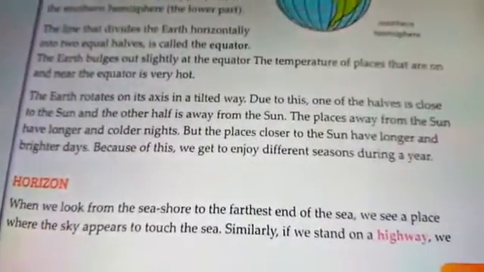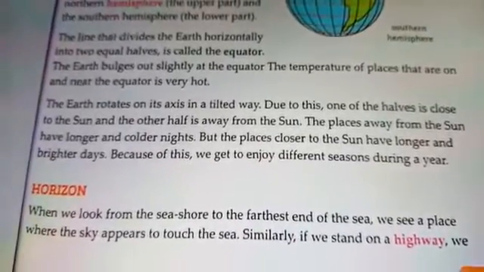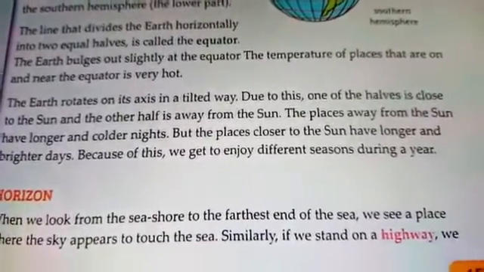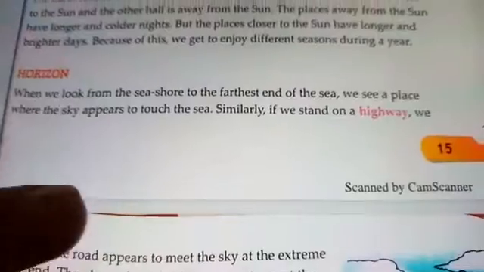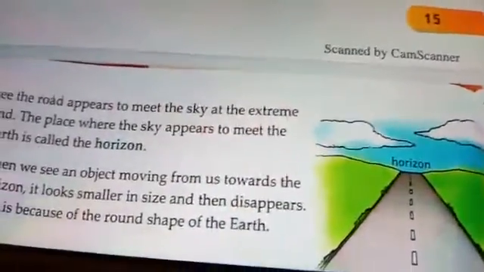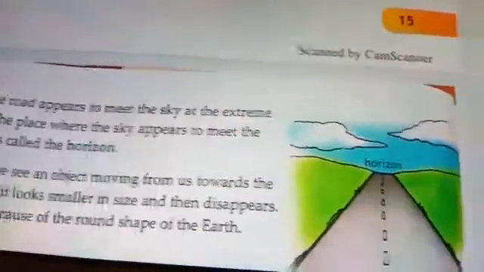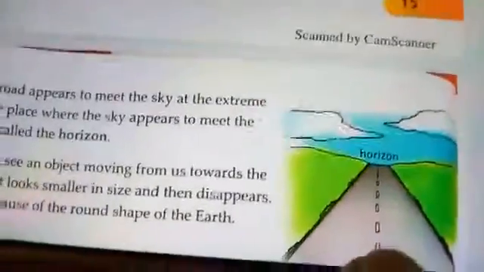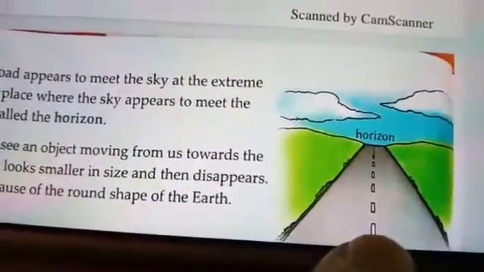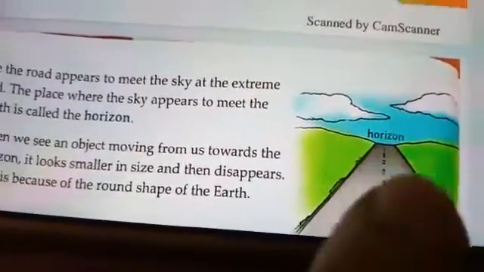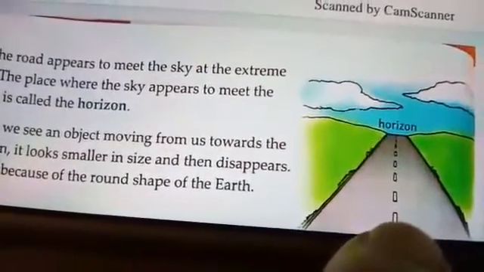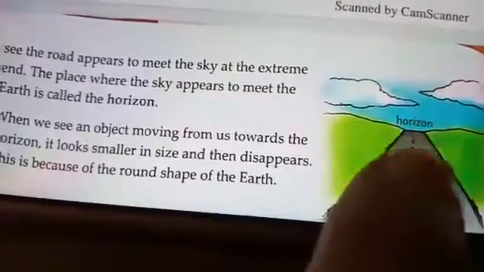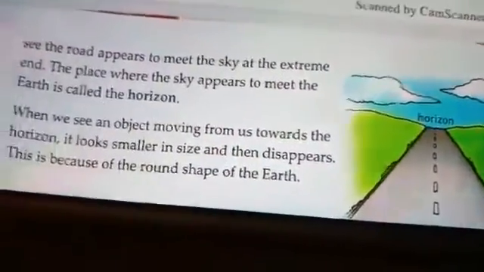Now let's study about the horizon. When we look from the seashore to the farthest end of the sea, we see a place where the sky appears to touch the sea. Similarly, if we stand on a highway, we see the road appears to meet the sky at the extreme end. If you can see in this picture, this is the road, and if you are standing at this point and you look beyond, you will feel that the sky is touching the road. This point is called the horizon.